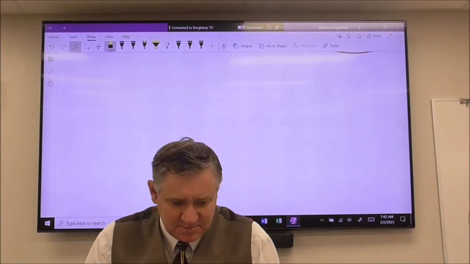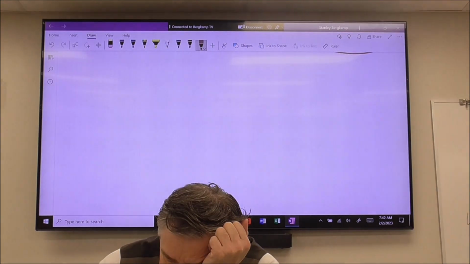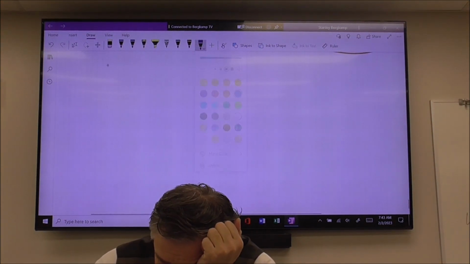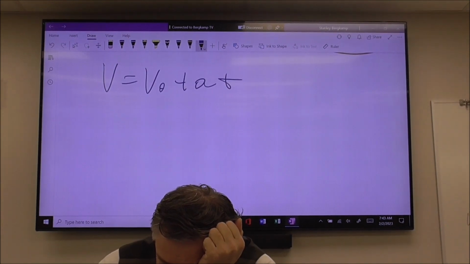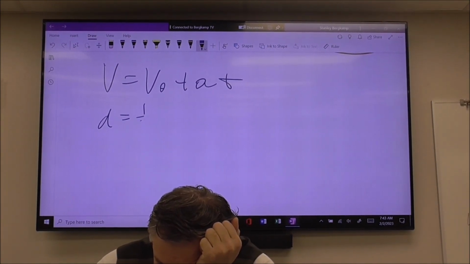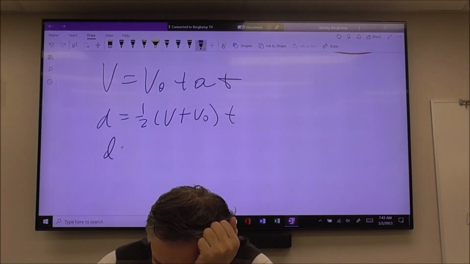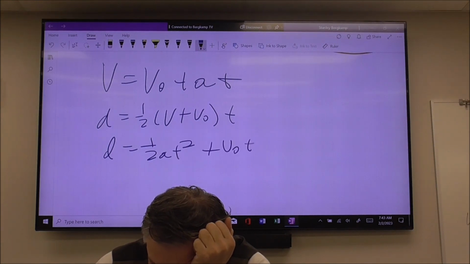So here's what we came up with yesterday. We came up with, so far, 3 equations. We have v equals v naught plus at, distance equals 1/2 (v plus v naught) times time, and distance equals 1/2 at squared plus v naught times time.